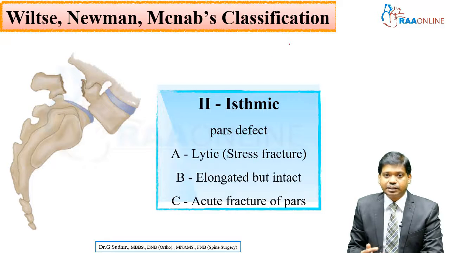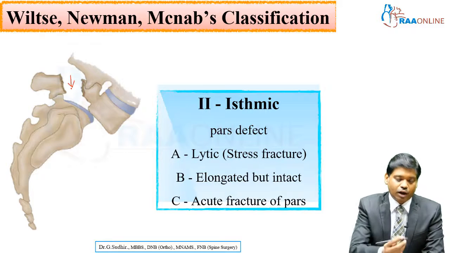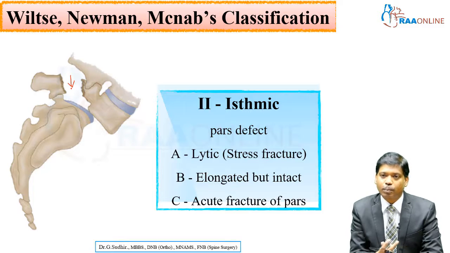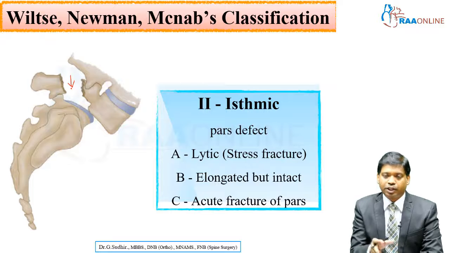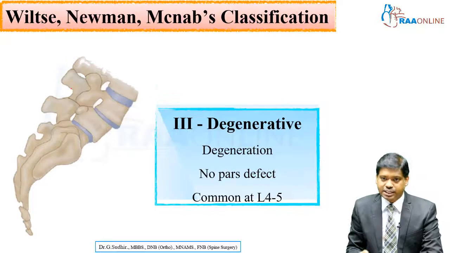The next type is isthmic. As I said, when there is a break in the pars, it becomes isthmic type. It is called a pars defect, and it is further subdivided into 3 types: A, that is lytic, when there is a stress fracture in the pars, or B, which is an elongated pars but an intact pars without a lysis, or C, which is an acute fracture of the pars, which is usually seen in football players or gymnasts or athletes. This particular type of acute fracture of the pars comes under type 2C.